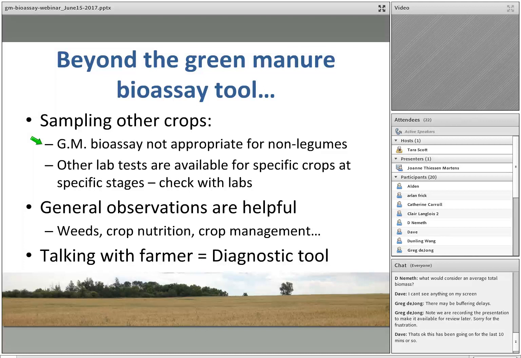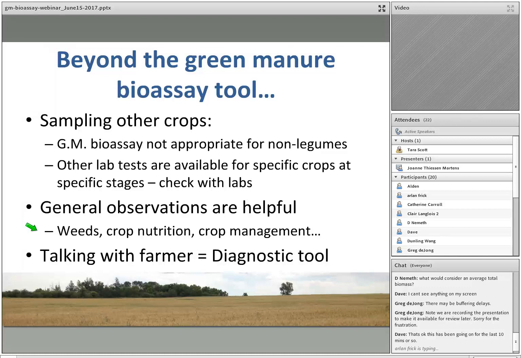And so if a farmer is pushing for more data on a different crop, you can suggest that, if they really want to, and if they are wanting to take care of the payment and everything, there are other tests for specific crops at specific stages, and they can pursue that with a lab, and you can help them with that if you are able. But really, general observations are probably almost as helpful, except in very specific situations, like potatoes. General observations will often tell you enough about the other crops and their fertility status.